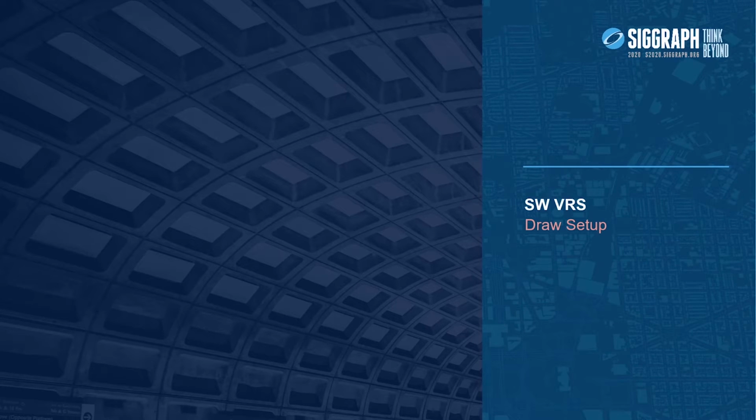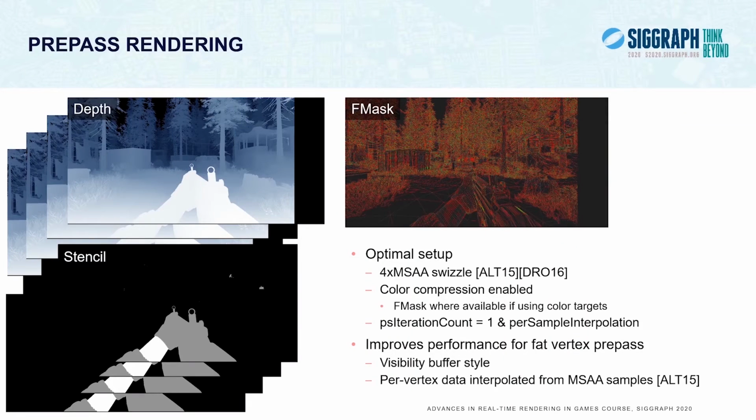Let's move to software VRS draw setup. In prepass, at the very least, you need depth and stencil. Fmask is highly recommended if you have any other targets already. Call of Duty Modern Warfare uses a visibility buffer compatible prepass with 32 bits worth of depth, 8-bit stencil, and a 64-bit auxiliary buffer with primitive ID, velocity, normals, and other data pieces.